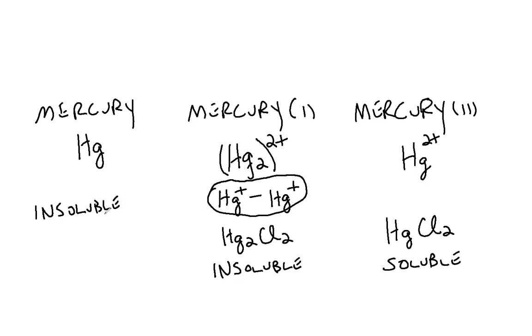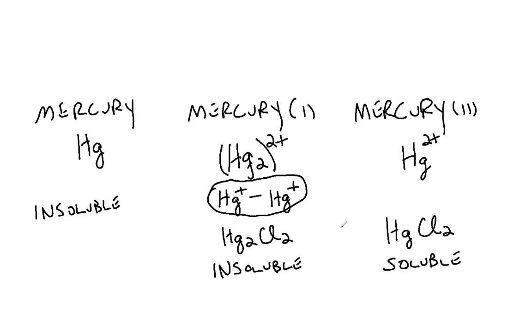So if you were to swallow some liquid mercury, it won't be a good idea, but it wouldn't be absorbed very well because it's not soluble. Most of it would just pass right through you. With the mercury Roman numeral 1, it doesn't dissolve well. So if you ingested some of this, it would mostly go right through you. This one, however, it's soluble. That's going to dissolve in your body, and this is highly toxic.